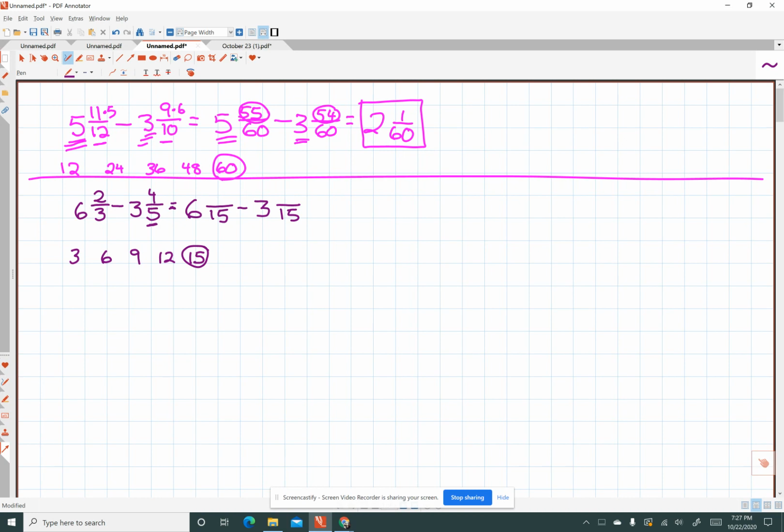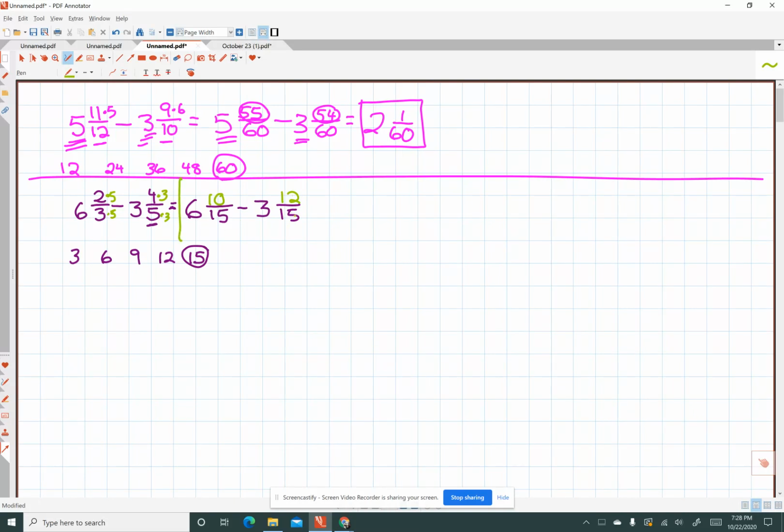How many 15ths will be in our numerator? So, well, 3 goes into 15 5 times. So if 3 times 5 is 15, we multiply 2 times 5, and that gives us a new numerator of 10. 5 times 3 is 15, so we'll multiply our numerator by 3, and 4 times 3 is 12. So what we have now is 6 and 10/15 minus 3 and 12/15.